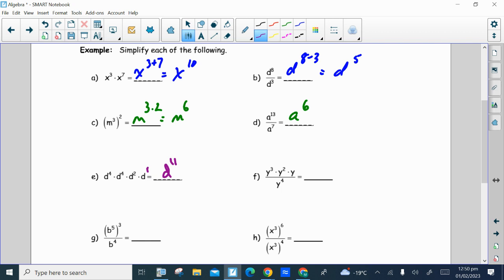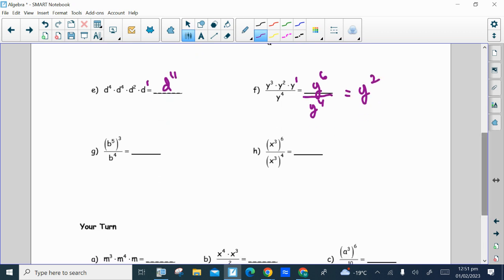Question F, I will do this in 2 steps. I'll simplify the top first. Again, remember that last factor of y is y to the 1. So when you add all the exponents on the y's, 3 plus 2 is 5, plus 1 more is 6. So y to the 6 is then divided by y to the 4th, and now we will subtract the exponents and keep the base the same. We get y squared.